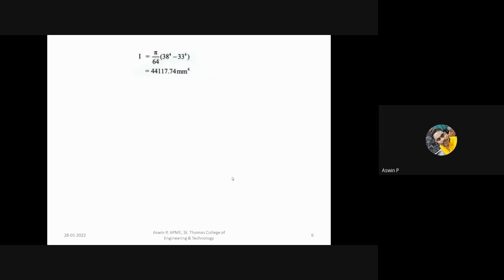After doing the calculation, I have found the value like this. Please check this one because I have copied it from somewhere else. If you are substituting and finding any other answer, there may be a chance of error here. So tell me, what is the value of moment of inertia? It is pi by 64 into Do raised to 4, that is 38 raised to 4, minus 33 raised to 4.